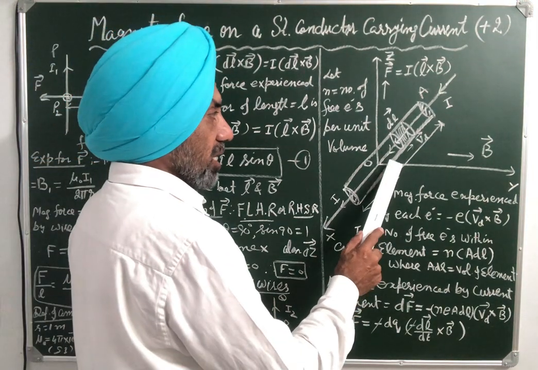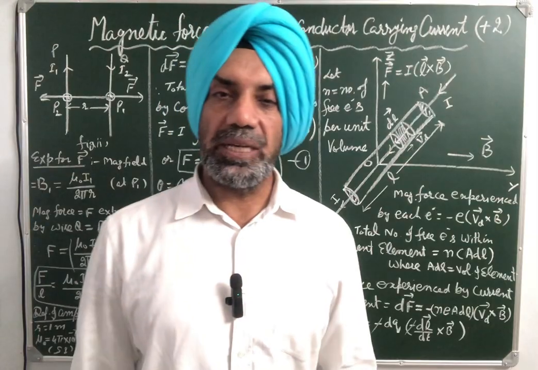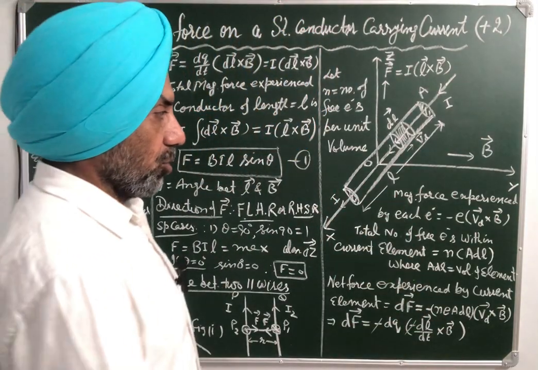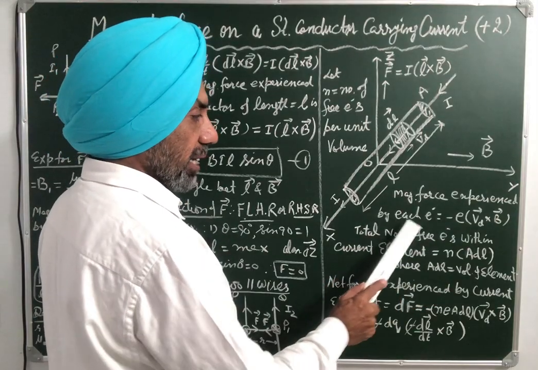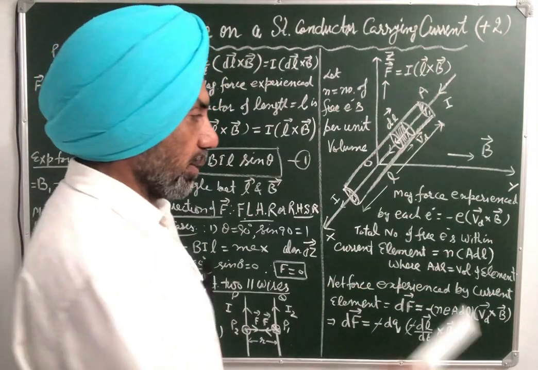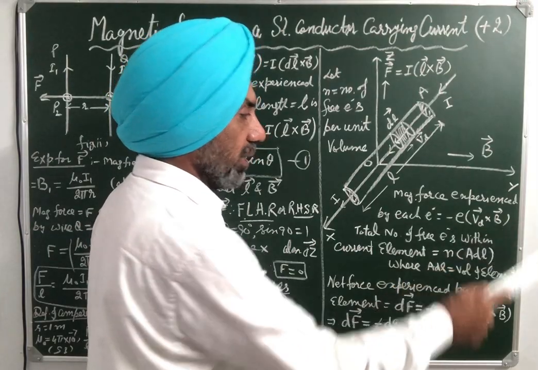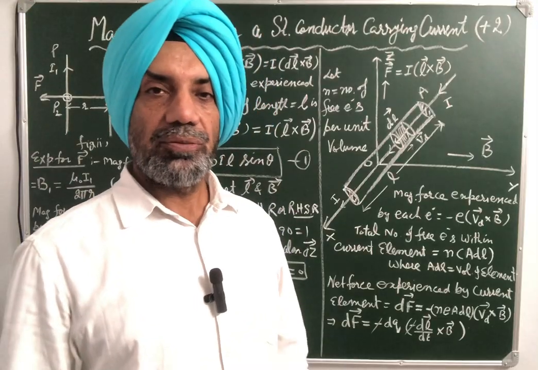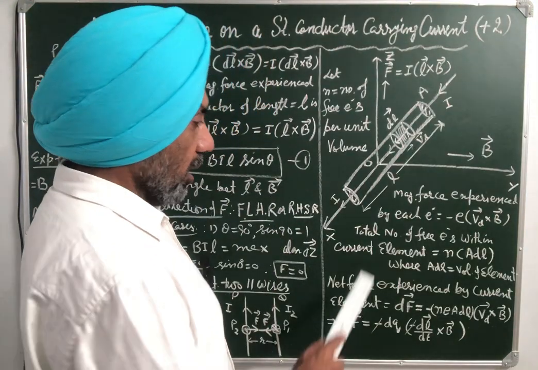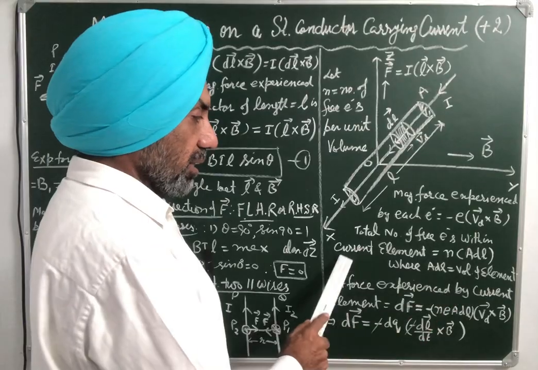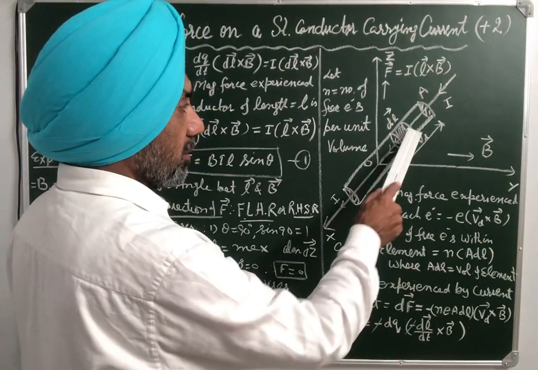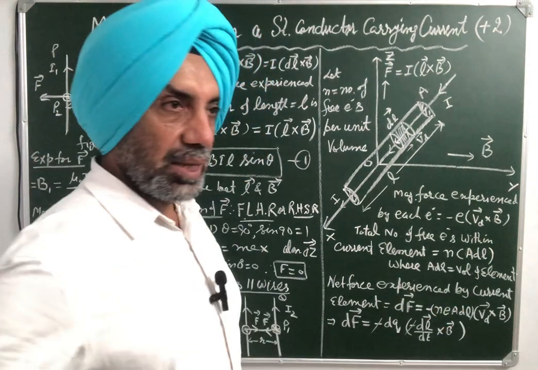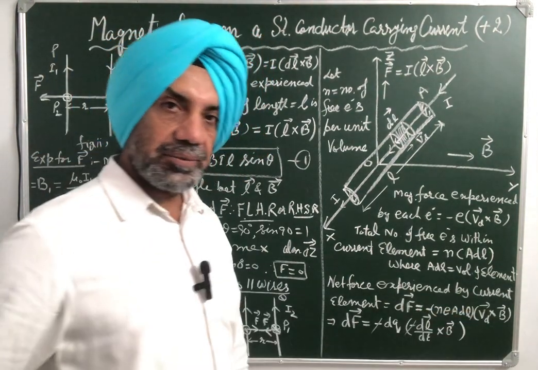So each free electron will experience magnetic force under the influence of the magnetic field. The magnetic force experienced by each free electron is given by minus e into Vd cross B, where Vd is the drift velocity and capital B is the magnitude of the magnetic field. The total number of free electrons within the element of length dl will be n into A dl, where A dl is equal to the volume of the element.